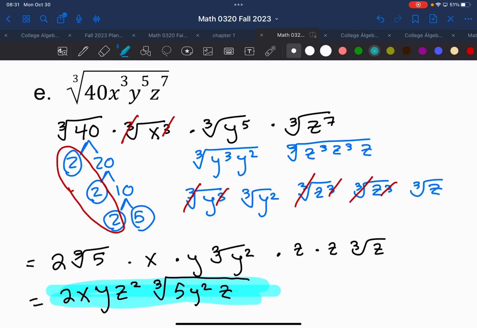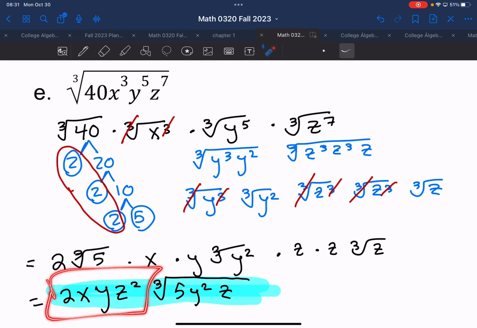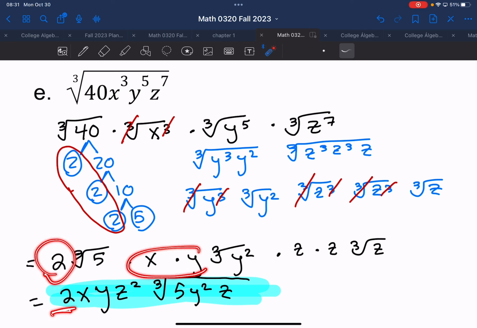Okay. Any questions on how I went from the original problem to the answer? Where'd I get which part in the front? Oh, this part? I just looked at everything that was in the front in this answer. So I had a 2 in the front. That's where the 2 came from. I had an x and the y in the front. So that's where they came from. And then I had 2 z's in the front, which I wrote as z squared.